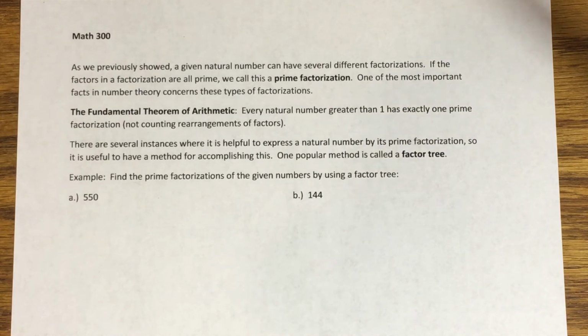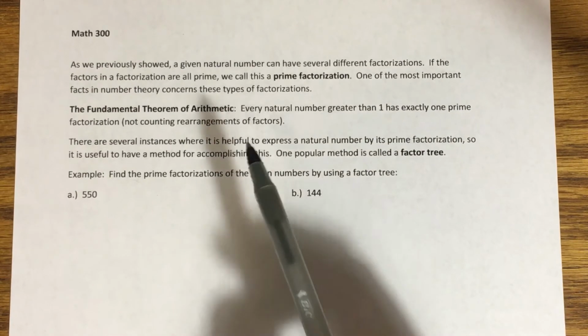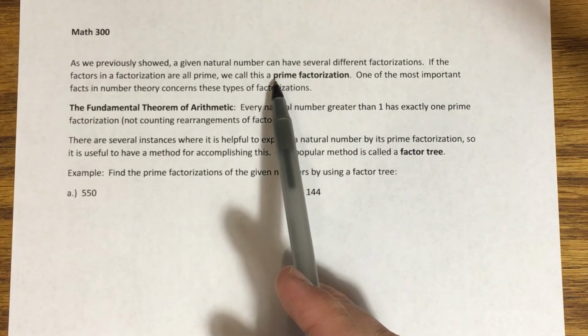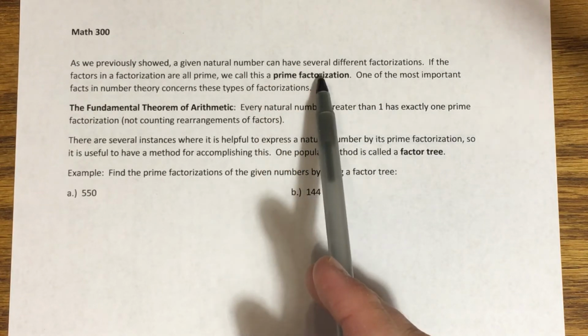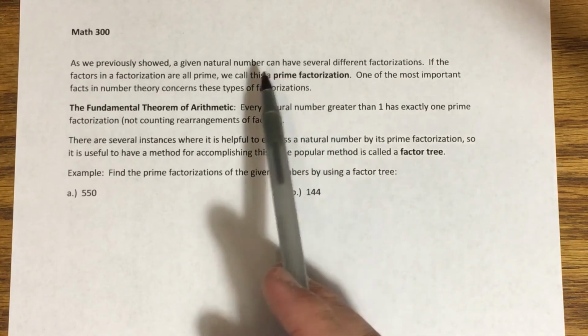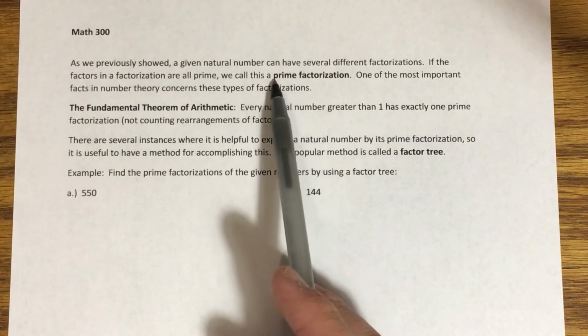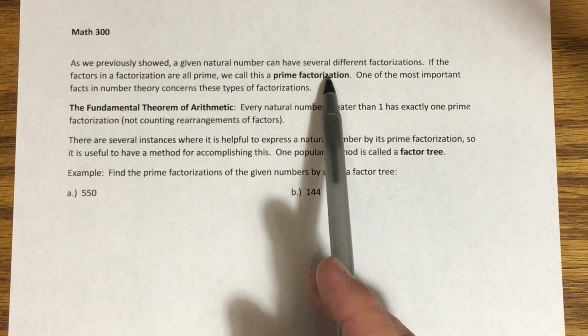Because a given natural number can have several different ways of writing it as factorizations. But that's only for a general factorization. If you specifically try to find a factorization of a number where all of the factors are prime numbers, then that's what we call a prime factorization.